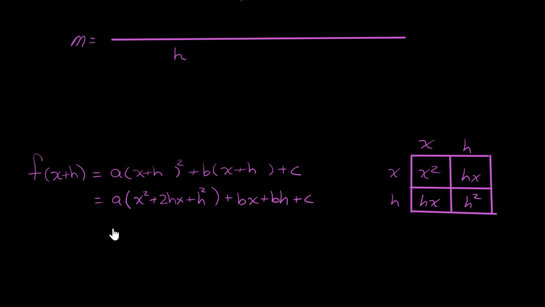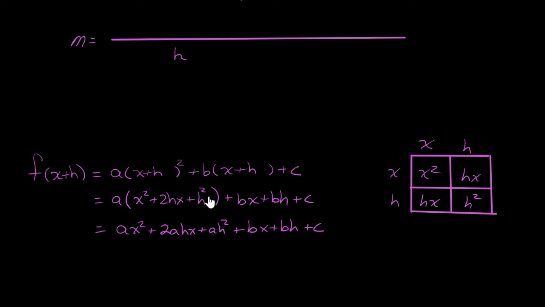Now I can distribute my a. So I get ax squared plus 2ahx plus ah squared plus bx plus bh plus c. So a lot's going on here, but this is what I get with my quadratic when I put x plus h in for x. This is the output. If this is still confusing to you, I'm going to hit pause, rewind, and watch this until this makes sense. All we did is we put x plus h in for x, then we multiplied, added.